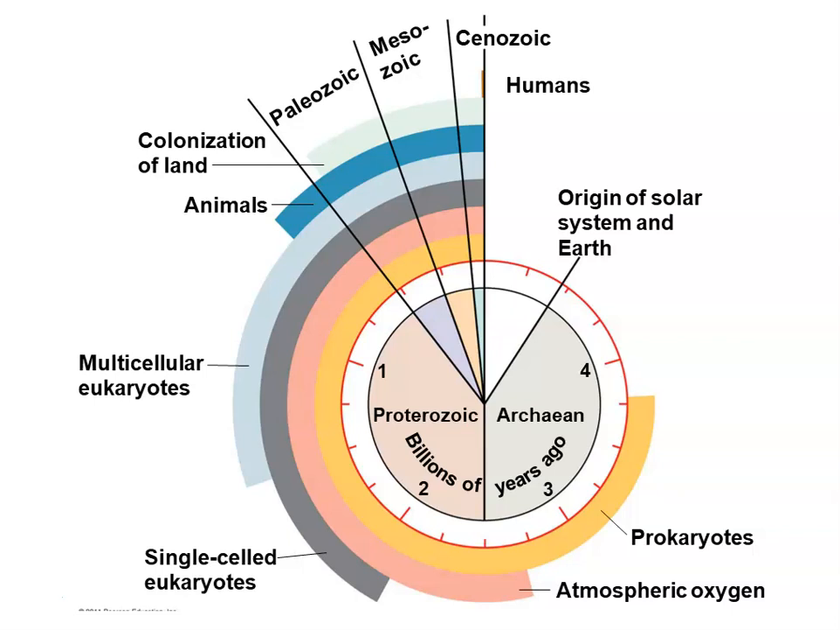The multicellular eukaryotes are showing up around 8:30 or so, and again, I'm going off of a clock. And then we start to see the colonization of land, and we get into the Paleozoic, the Mesozoic, and the Cenozoic eras. Animals are thought to have first shown up around 10:30 or so. And again, these are all based on billions of years ago.